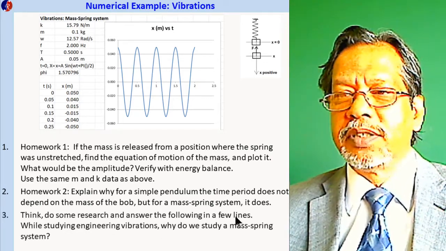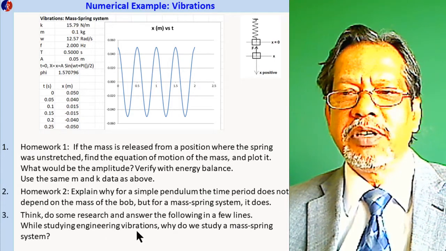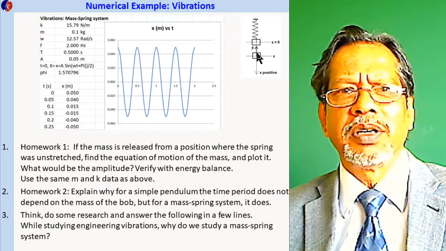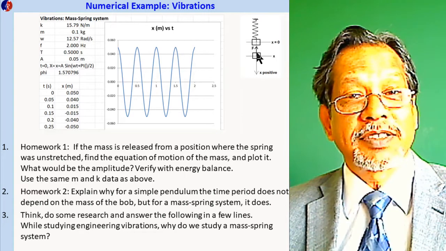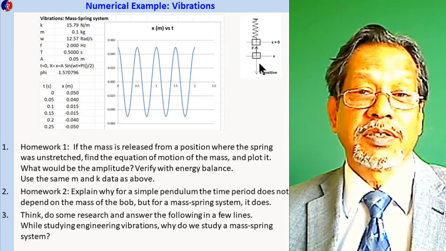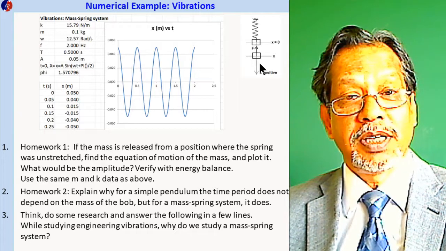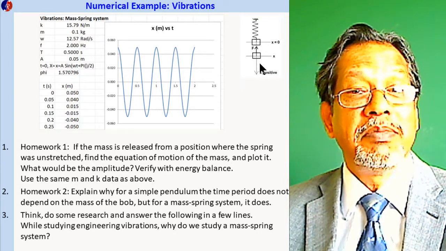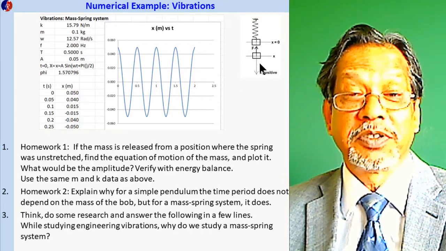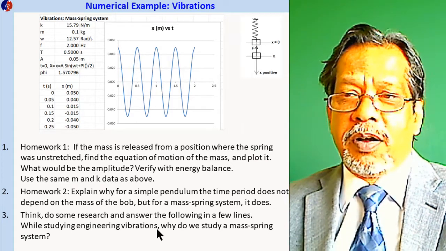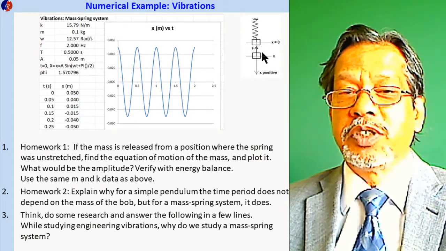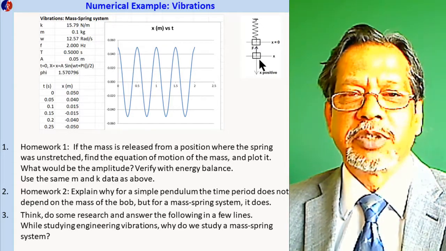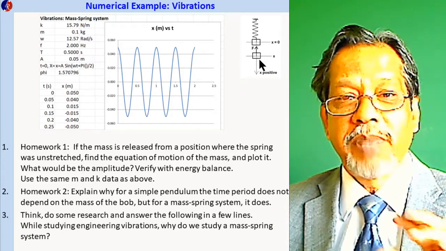Do some research and answer the following in a few lines. While studying engineering vibrations, why do we study a mass spring system? How often do you see mass spring systems everywhere? Ask them that, but I'll tell you the answer. This mass spring system is the easiest thing to study, but very complex structures or systems can be modeled using many mass spring systems. Okay? All right. Once you have understood that, you can use the same principle to model very complex things too. Entire car, you can model it using some assumptions, some simplifications, so basically some masses and some springs.